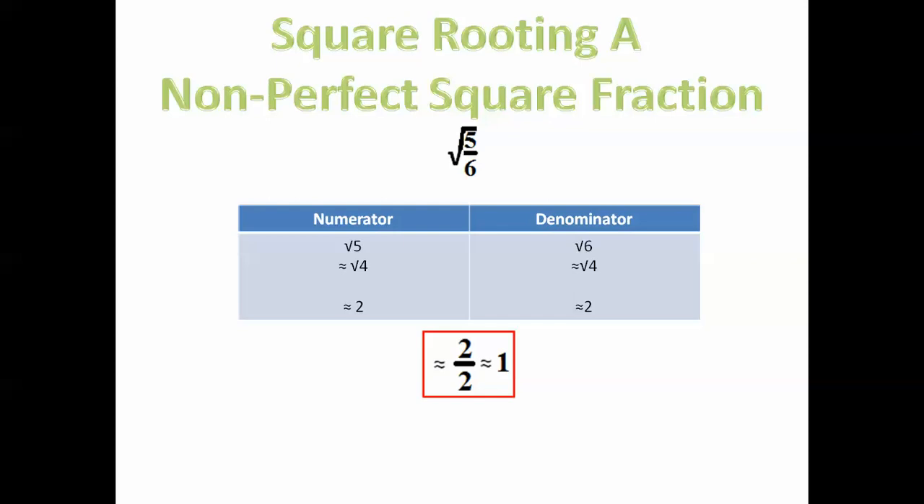So the square root of 5 over 6 is roughly equal to 2 over 2, which is roughly equal to 1. That's our answer. We're pretty close. I believe the square root of 5 over 6 is about 0.92, so we are pretty close in saying that it's pretty close to 1.